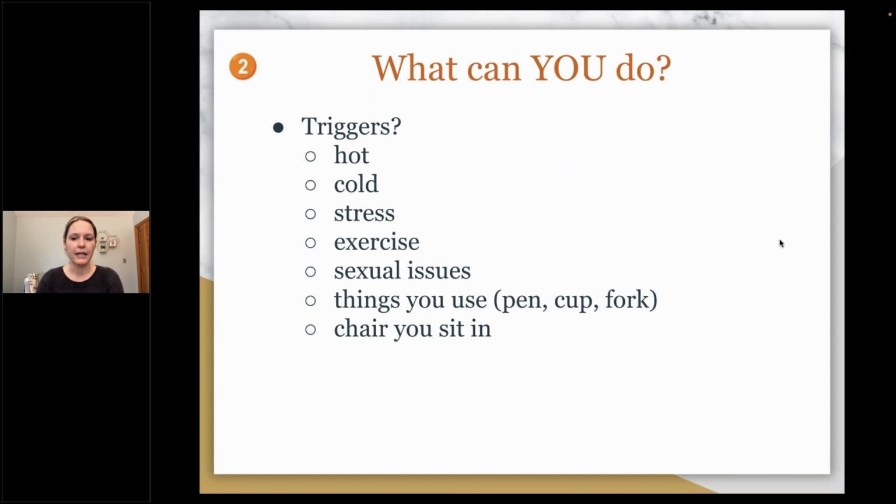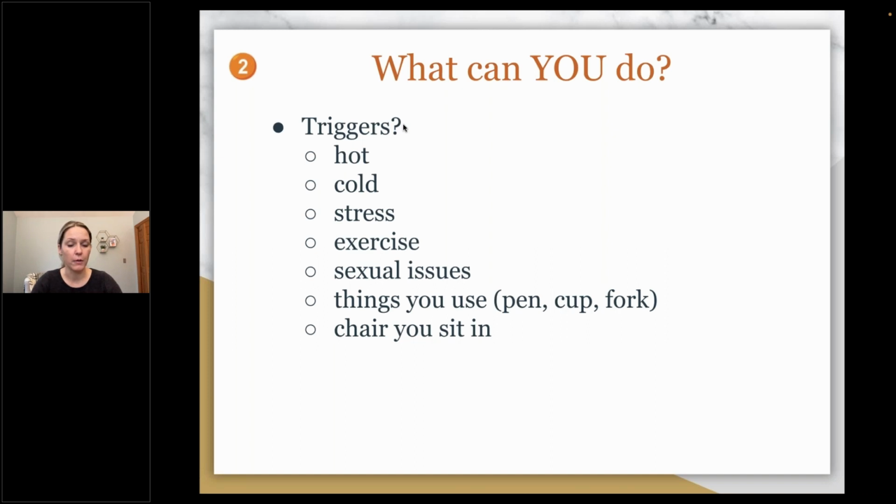Okay, so I think this is my last slide. I just wanted to touch on what can you do? Because so often, especially with all things when it comes to MS, if things are just random, we didn't do anything to bring on the symptoms, they're just there. But what can you do? The number one thing when it comes to pain, well, yeah, let's start there. The number one thing when it comes to pain and sensations is becoming aware of your triggers.